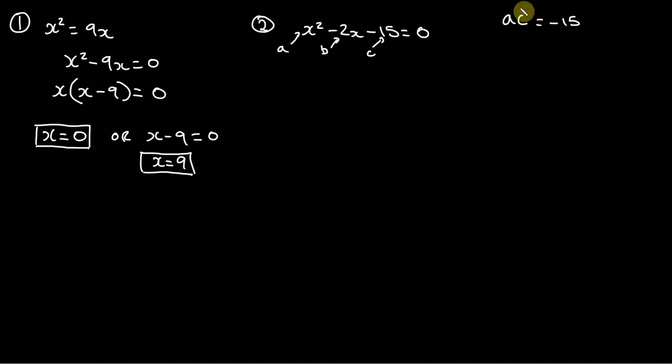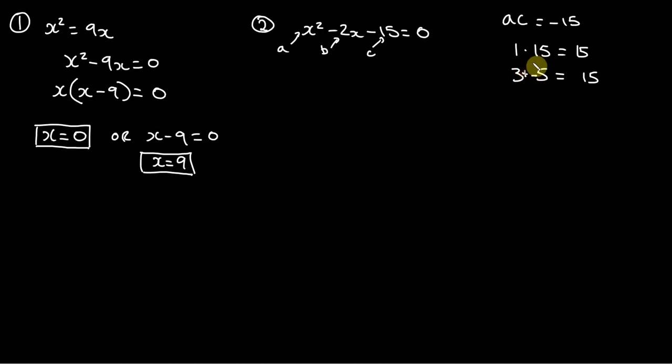Now you want to think what multiplies to negative 15 and adds to negative 2. Okay, well 1 times 15 would give us 15, but that's not going to help us here. 3 and 5 certainly multiplies to 15 and would add to 2. We need to add to negative 2, so we're going to make this 5 negative.